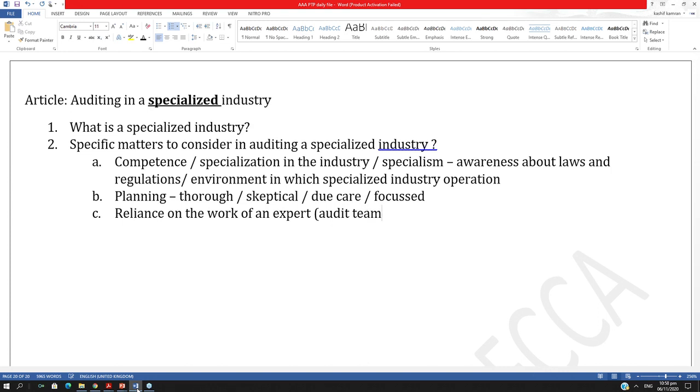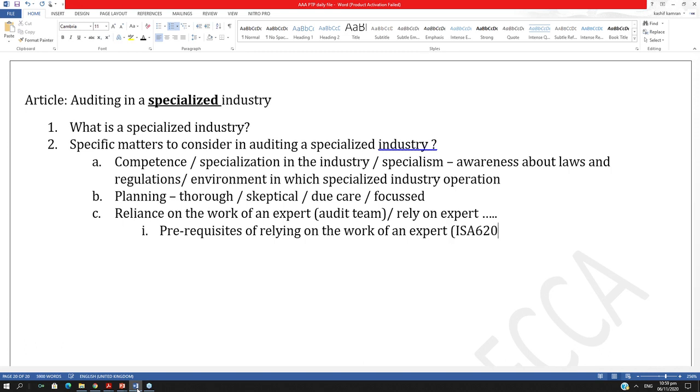Do you need to rely on an expert when you're auditing a specialized industry? Rely on an expert? Do you? And as a student, do you know the prerequisites of relying on the work of an expert? Do you know that, everyone?